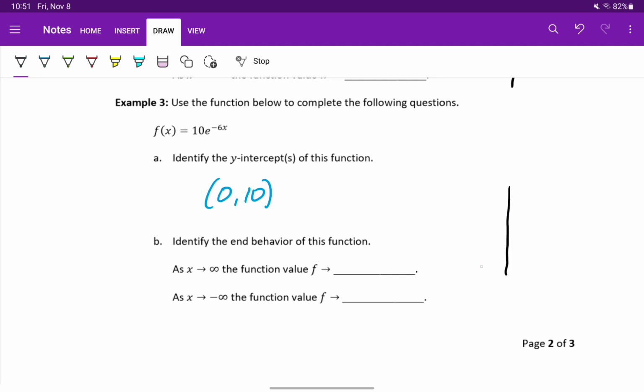And since again our growth rate is negative, we have a case of exponential decay, meaning that as x approaches infinity, the function value will be headed to 0, and as x approaches negative infinity, the function value will be headed off to positive infinity.